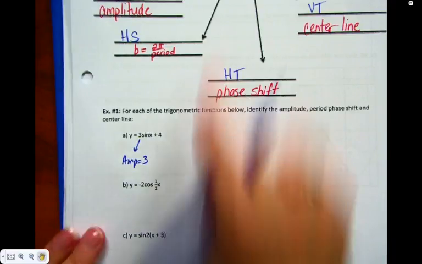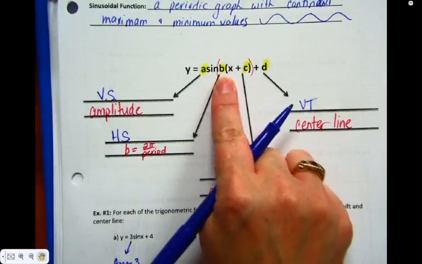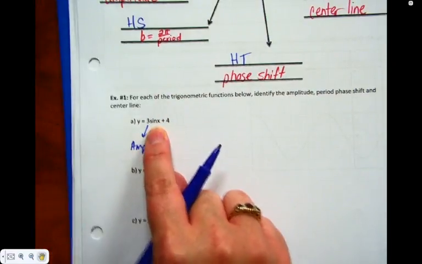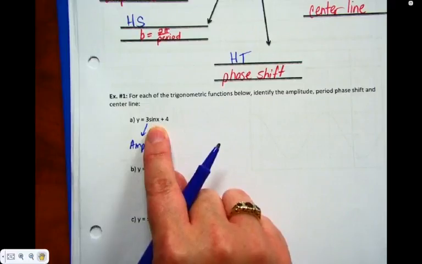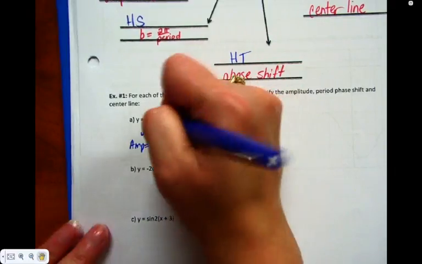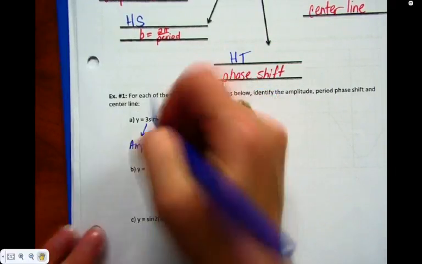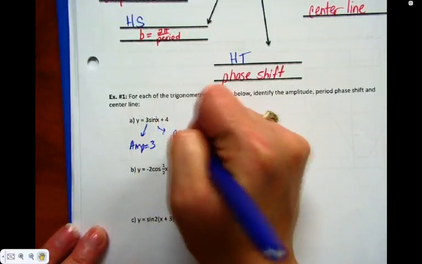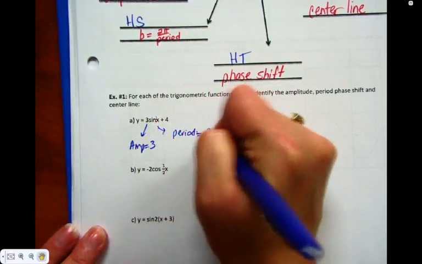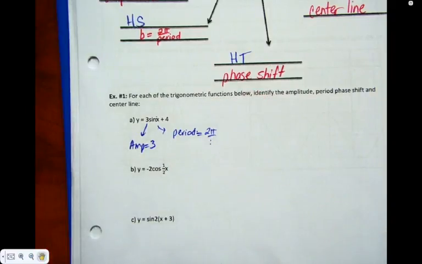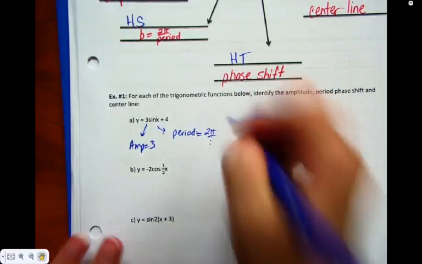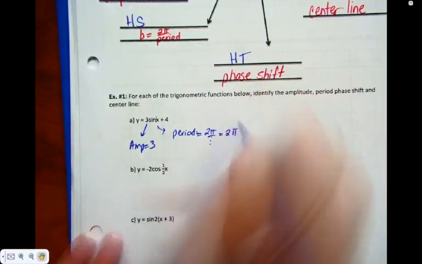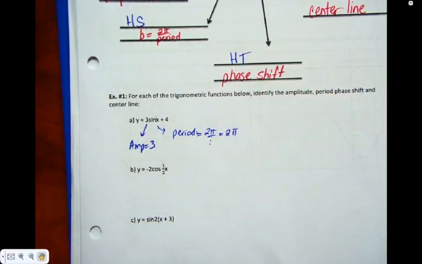The period comes from the b value, and the b value is tucked in between the sine or the cos and the x. We don't see it, but there's actually a number being multiplied there. What's tucked between the sine and the x? It's a little imaginary 1 in there. So we say that the period is 2 pi divided by that little imaginary 1. And what's 2 pi divided by 1? 2 pi. So this has what we call a standard period, because there's no horizontal stuff happening in this graph.